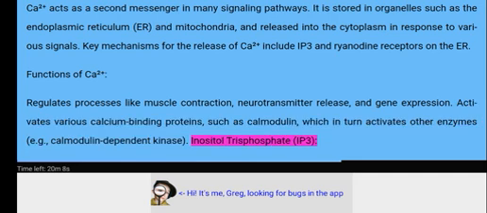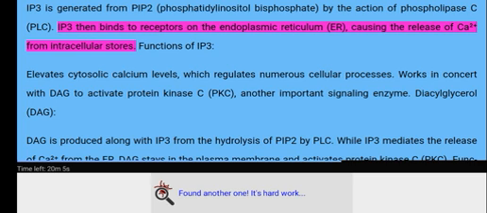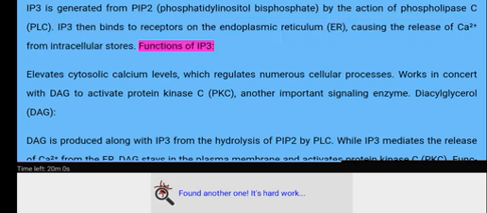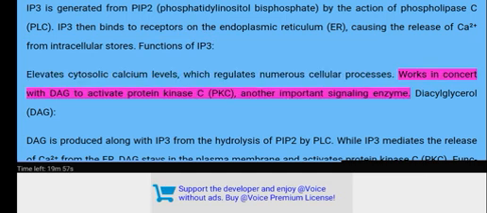Inositol trisphosphate, IP3. IP3 is generated from PIP2 (phosphatidylinositol bisphosphate) by the action of phospholipase C (PLC). IP3 then binds to receptors on the endoplasmic reticulum, causing the release of Ca²⁺ from intracellular stores. Functions of IP3. Elevates cytosolic calcium levels, which regulates numerous cellular processes. Works in concert with DAG to activate protein kinase C (PKC), another important signaling enzyme.